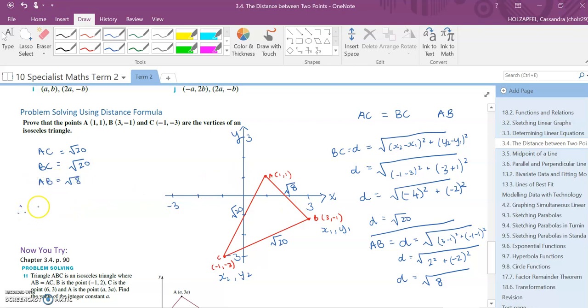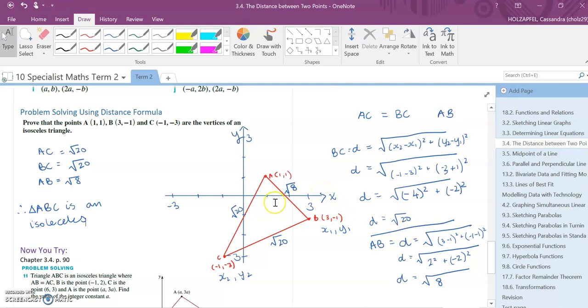Therefore, the triangle ABC is an isosceles. There we go, done, and that's our proof. We were required to prove that ABC was an isosceles triangle, and we did that by showing 2 sides were the same length and 1 side was a different length.